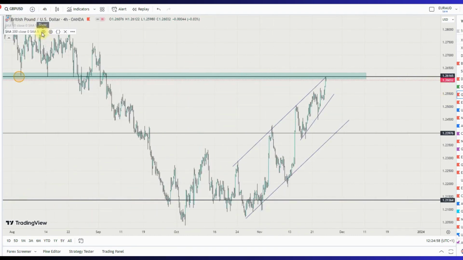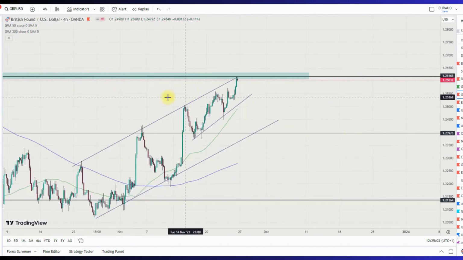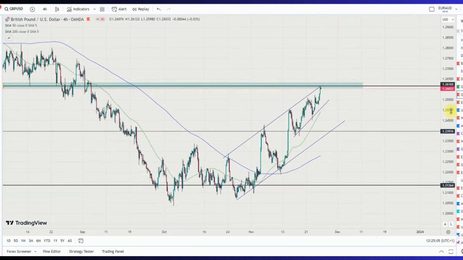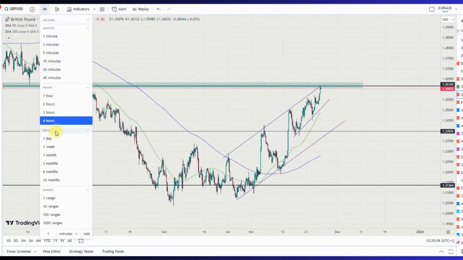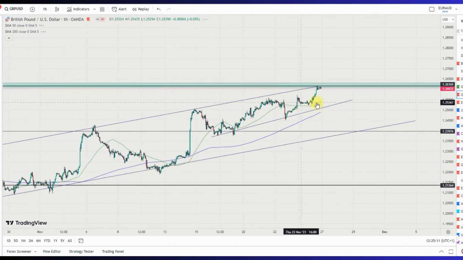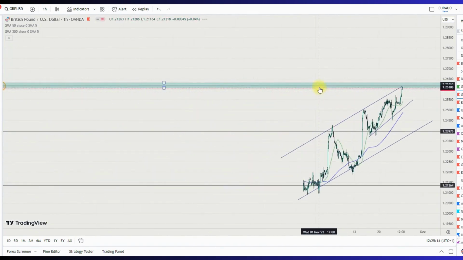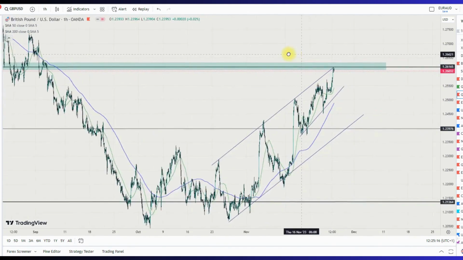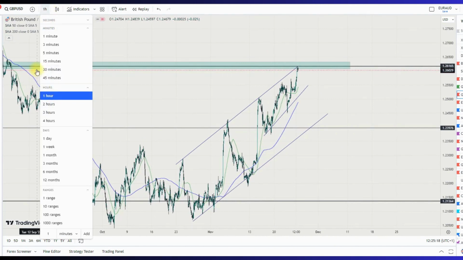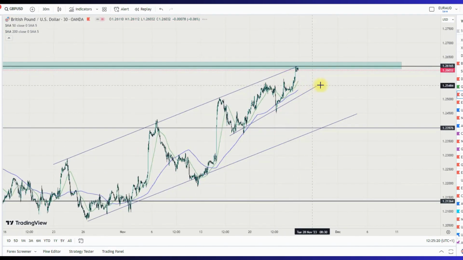So let's check the moving average, which is actually below. Let's check the 1 hour time frame. Maybe you can see one of the moving averages. The moving average in the 1 hour time frame is below the price. So price might actually come back to retest it.